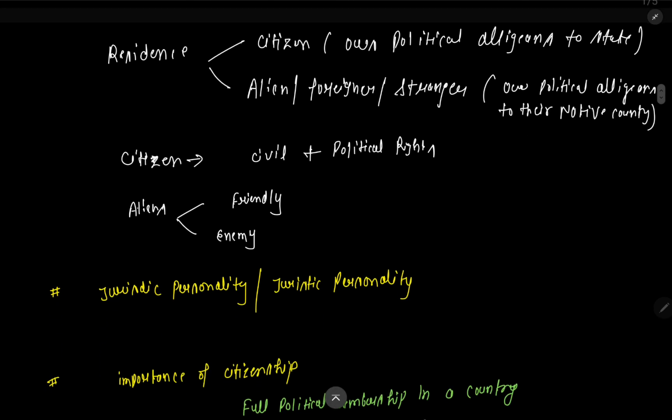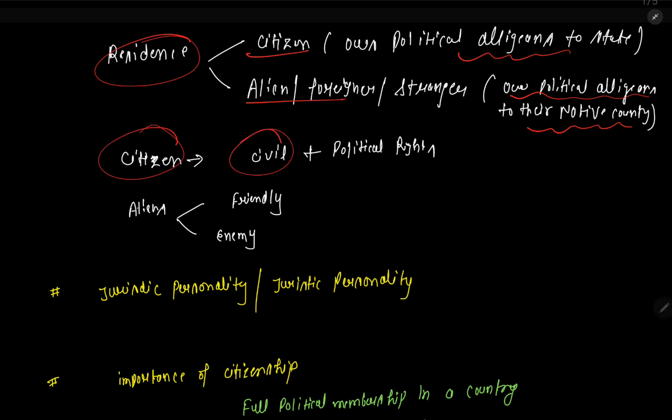The next is residence. I told you residence could be of two types: citizens and aliens. Citizens owe political allegiance to India or to the state, but foreigners owe political allegiance to their native country. And what is the meaning of allegiance? Allegiance means some sort of emotional, intellectual bonding that a citizen has with the state.